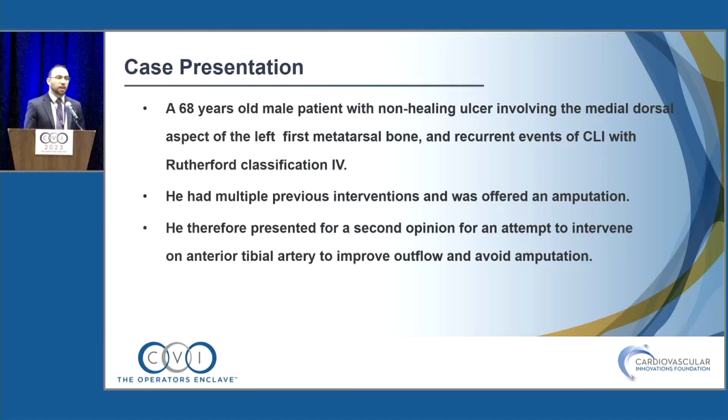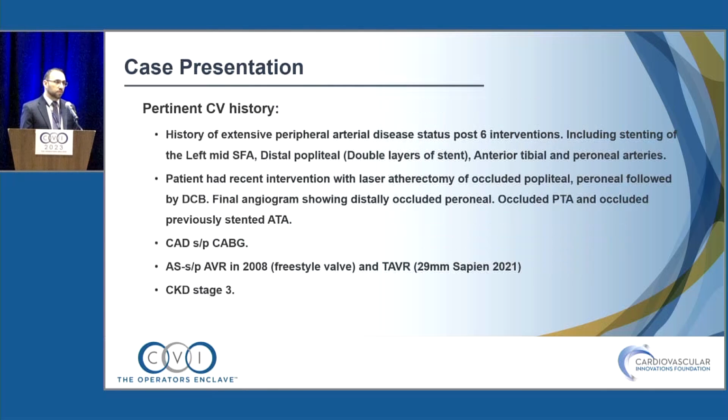We have a 68-year-old male patient with a non-healing ulcer in the medial dorsal aspect of the left metatarsal bone with recurrent critical limb ischemia, Rutherford classification class 4. He had multiple interventions and was offered an amputation, and that's why he was referred to us for a second opinion, to intervene on the anterior tibial artery and hopefully avoid an amputation.